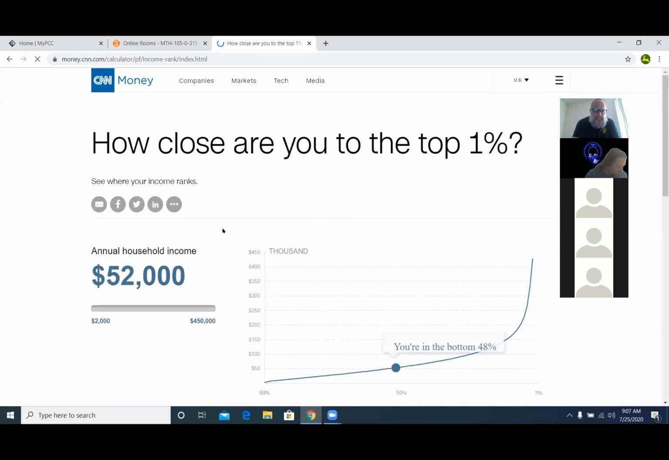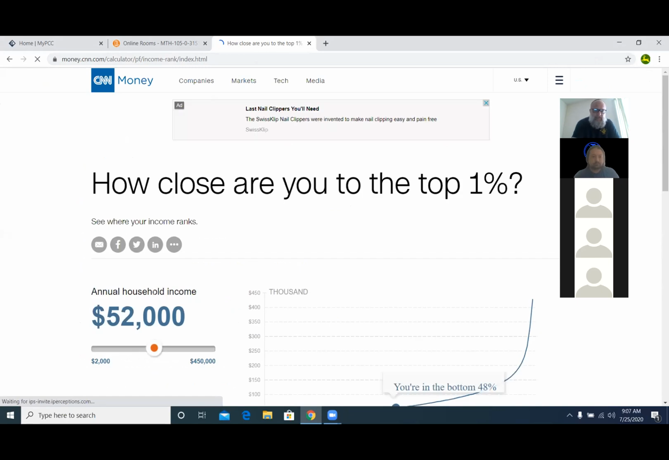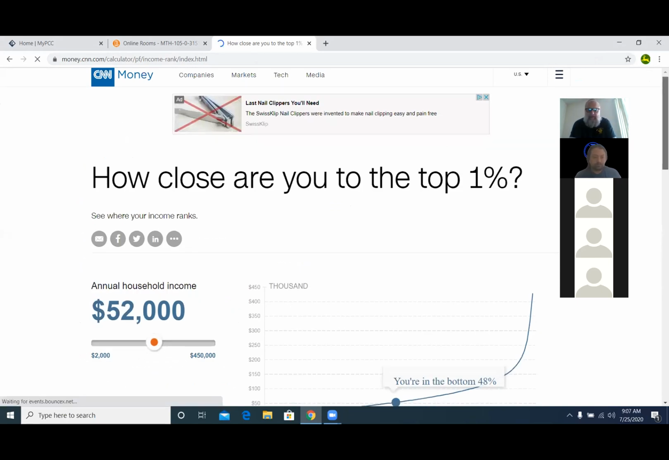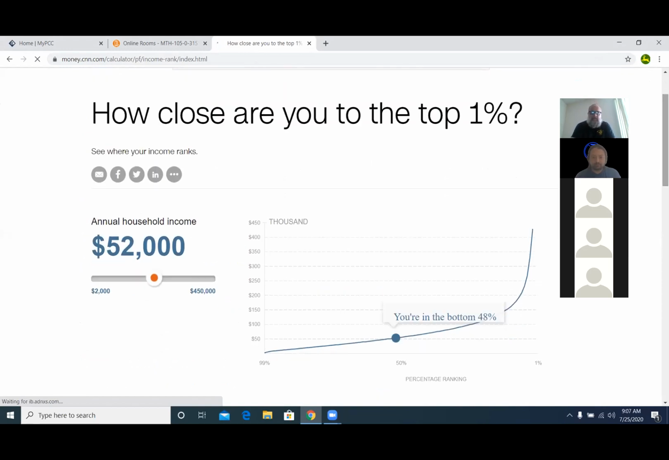So here they are. If you drag this little slider over here, by the way, if your household income is $52,000, you're in the bottom 48%. If you drag this over a little ways, you will see that right there, $55,000 is the median household income in the United States.